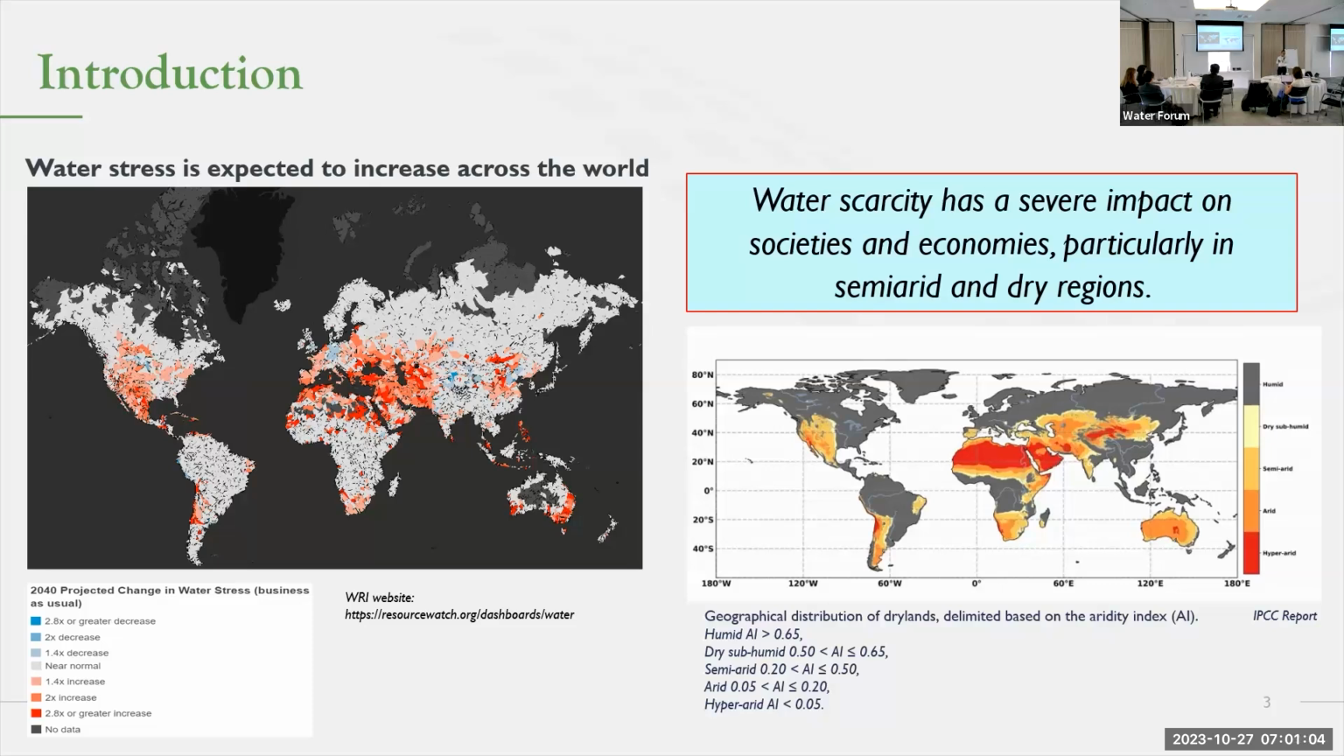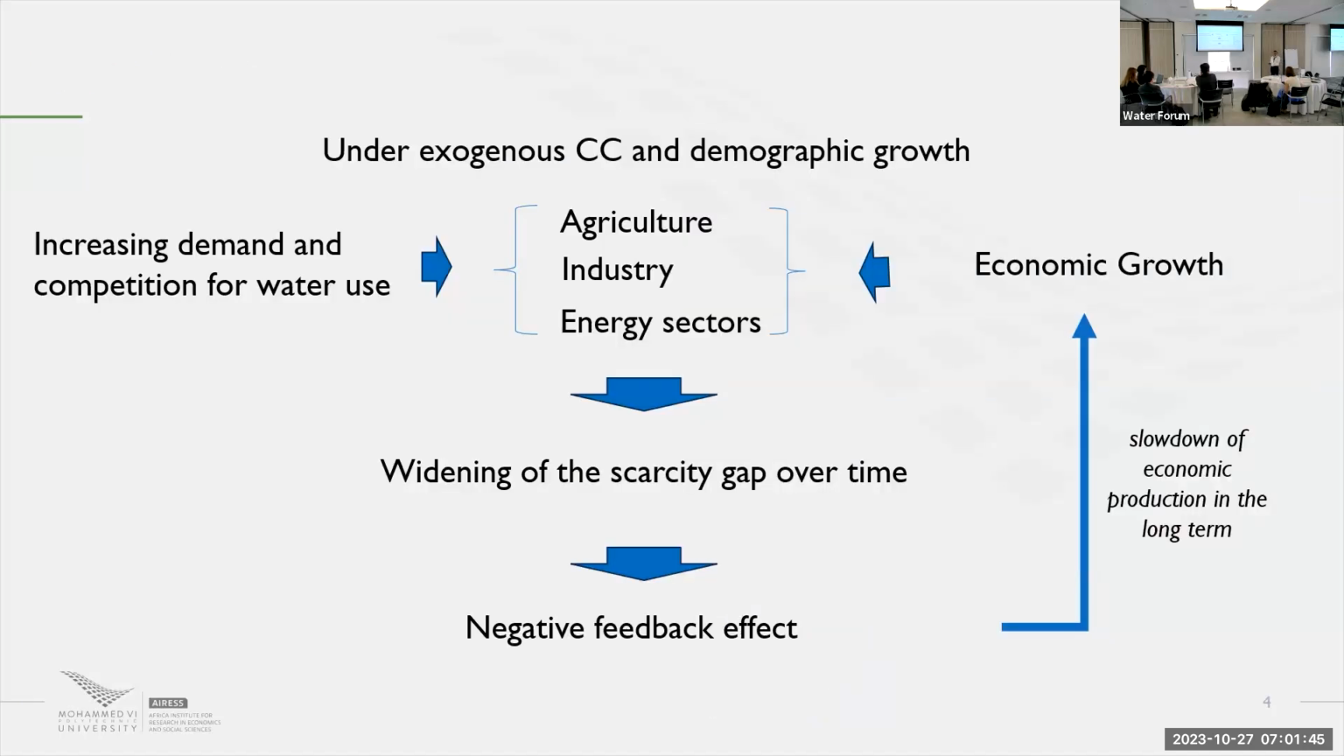So when we look closely at semi-arid and arid areas, what we see is that in these regions, the projections for the future evolution of scarcity show it tending to intensify more and more. And in this map, which is the projection for the 2040 horizon of change in water stress, we see an almost complete superposition between these semi-arid and arid areas and the projections of intensifying water stress in the future. And this intensification causes major economic and social problems.